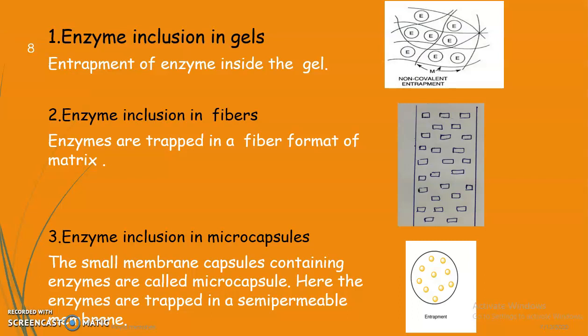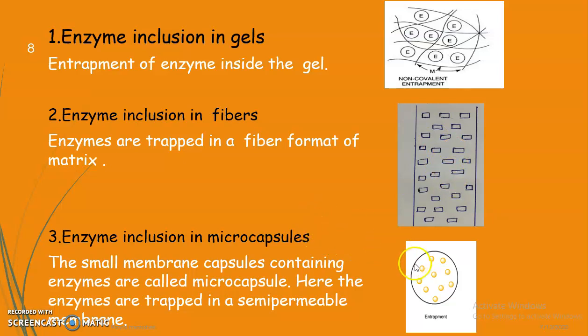They are enzyme inclusion in gel. Here we can see this is a non-covalent entrapment. Here the enzyme is trapped inside the gel. Enzyme inclusion in fibers. This is a fiber, and inside the fiber we can see a single enzyme molecule. Therefore, several molecules are entrapped inside a fiber format of matrix.